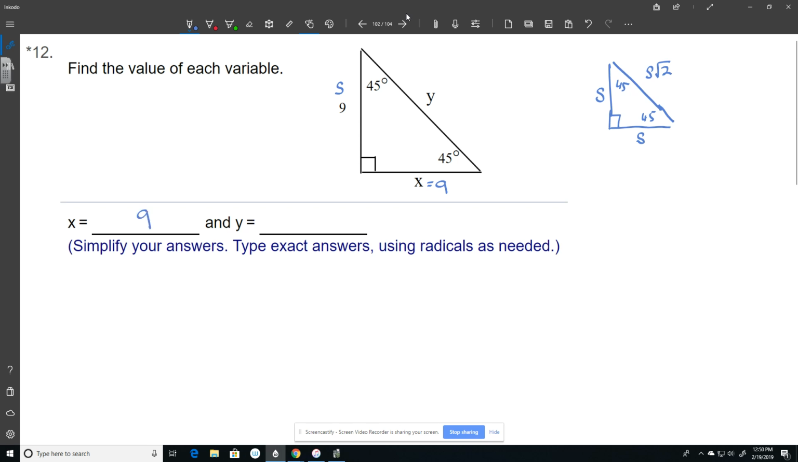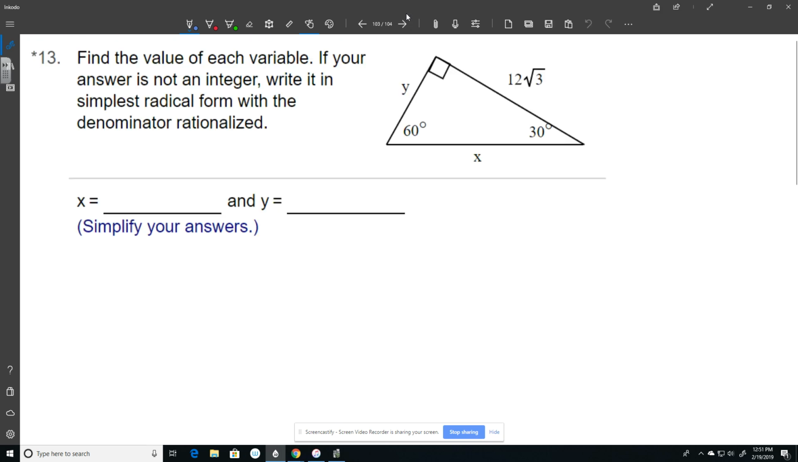So that part's easy. X is also 9, and y is just the small side multiplied by the square root of 2. And if I look at how it wants my answers, it wants an exact answer using radicals. That means this is your answer, 9 square root 2. It doesn't want you to put a decimal. It wants an exact answer using radicals.